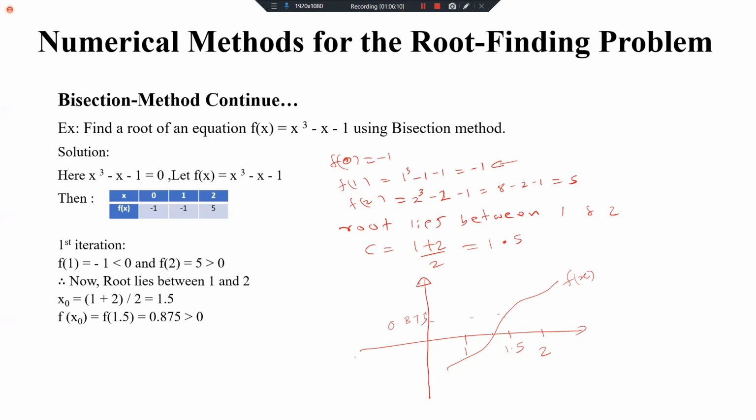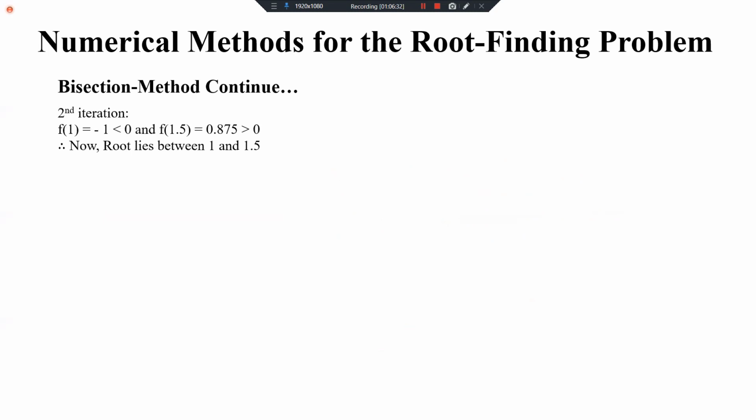Okay, so now you can see that f1 into f1.5 is less than 0, because this is negative, this is positive. Now you can understand that our root lies between 1 and 1.5. Likewise we do the iterations. Again you find the value between 1 plus 1.5, then check that value, then check that fx1 value.